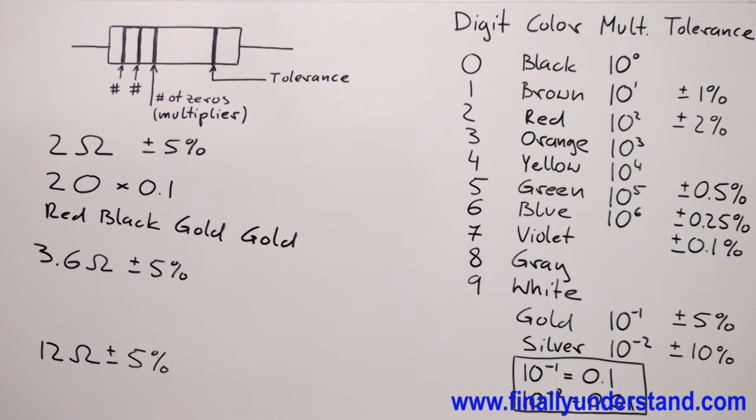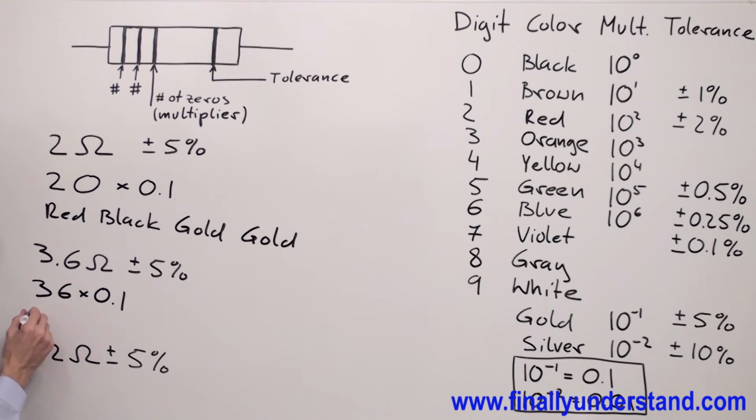Let's take a look at the second example. I have 3.6 ohms. What do I have to do? I'm supposed to rewrite this number as a product. I'm going to have 36 times 0.1. 36 times 1/10 gives me 3.6. Now I can find the color bands for this resistance.